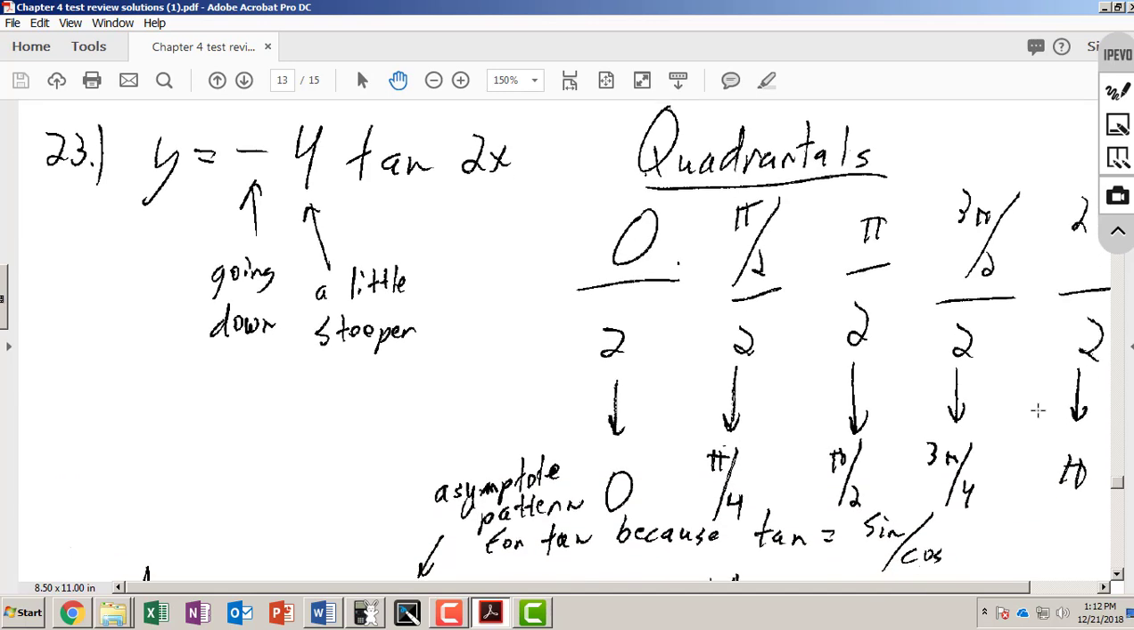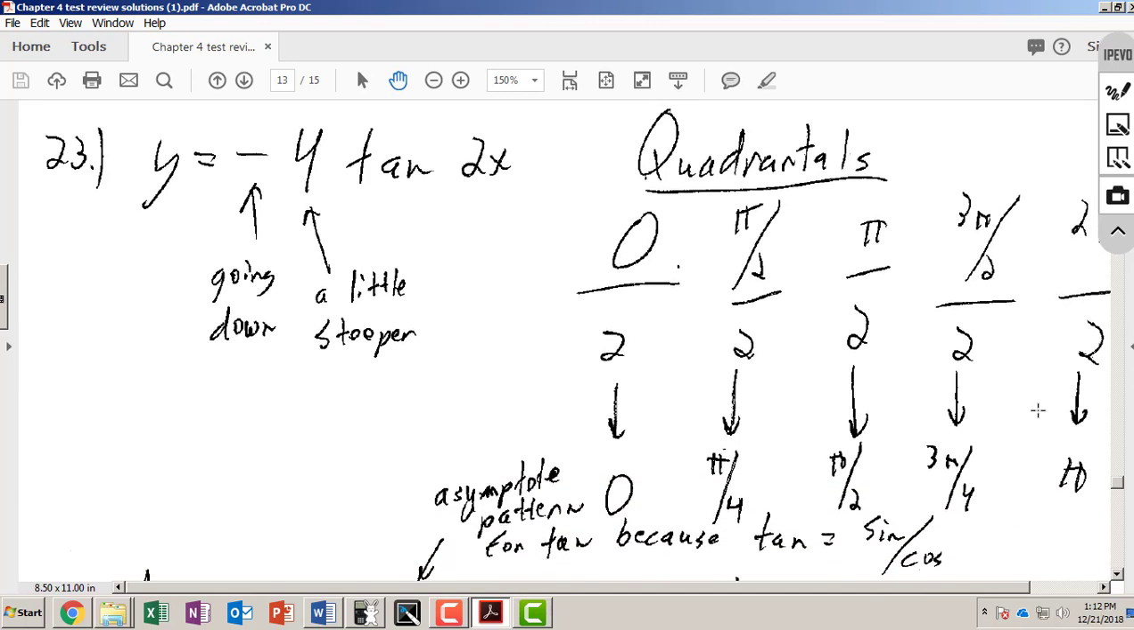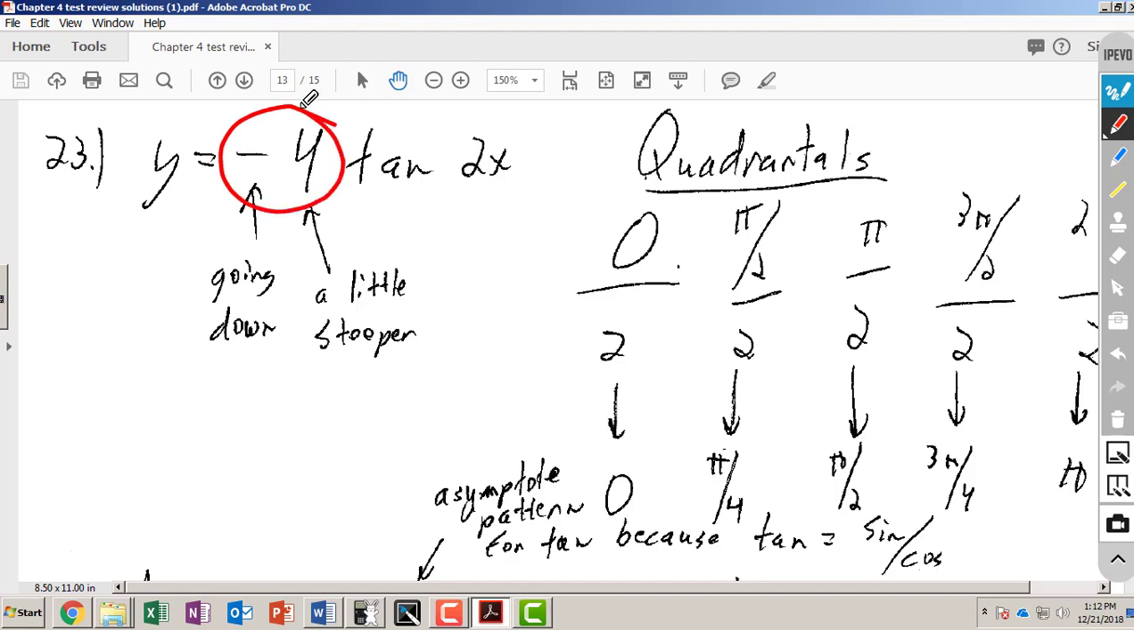On number 23, it wants me to go ahead and sketch the graph of this function, y equals negative 4 tangent of 2x. So the first thing I notice is that tangent, if you remember its graph, this right here would be, for my other trig functions, my amplitude. But since tangent doesn't have an amplitude, this negative means that it is going to be going down, and 4 is just going to make it a little bit steeper as it goes downward.